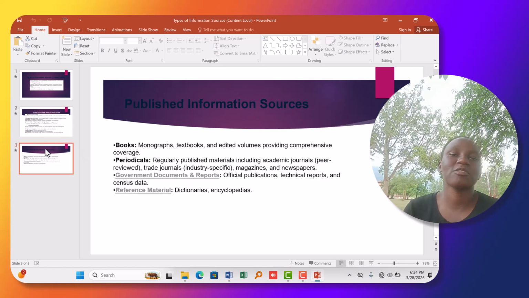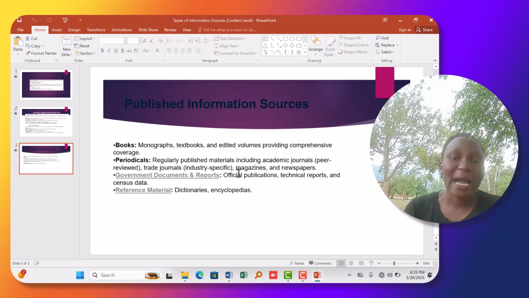Then let us also talk about the published information sources. One of the published information sources are the books. For example, the monographs, textbooks, and edited volumes providing comprehensive coverage. Then also another published information source, we have the periodicals, which include regularly published materials, including academic journals, which are peer reviewed. Then we have trade journals, which are industry specific.